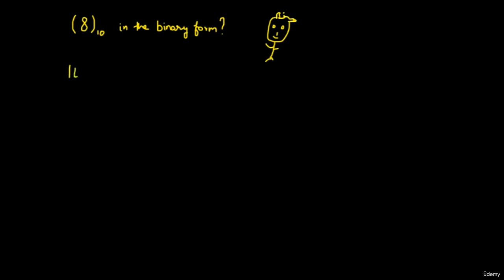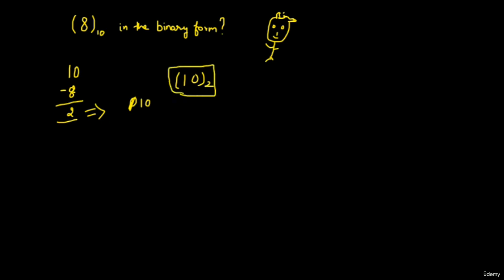10 minus 8 is 2, right? That's it. Now convert that 2 into binary form. So what is the binary form of 2? 0, 1, 0. Well, you do not need to write the 0. You can just simply write 1, 0 for this 2. That's it.